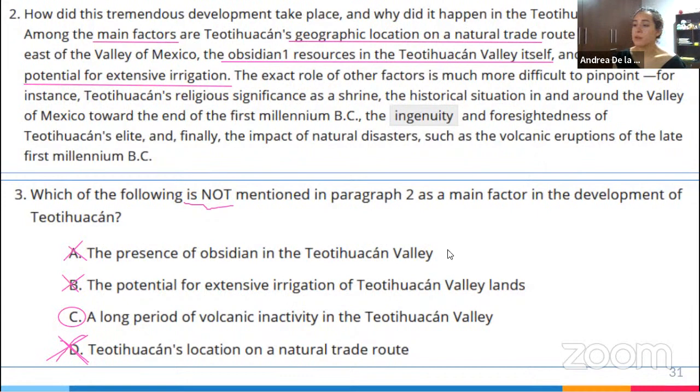The most important part is to be careful, because if you continue reading and it mentions the role of other factors, such as a long period of volcanic inactivity in the Teotihuacan Valley, you'll get confused if you're not considering that other factors is not the same as main factors. Even if this is mentioned as a secondary factor, it will still be the correct choice, because you're looking for something that's not mentioned as a main factor, not as a secondary factor. So careful with those little details.